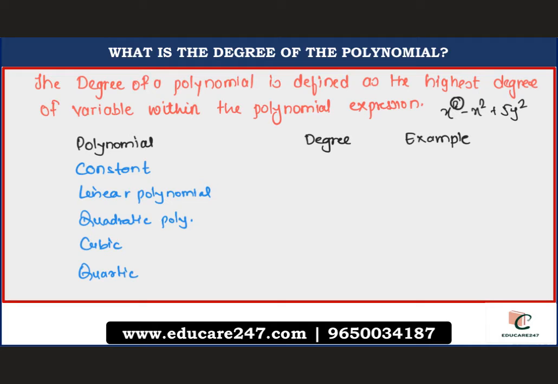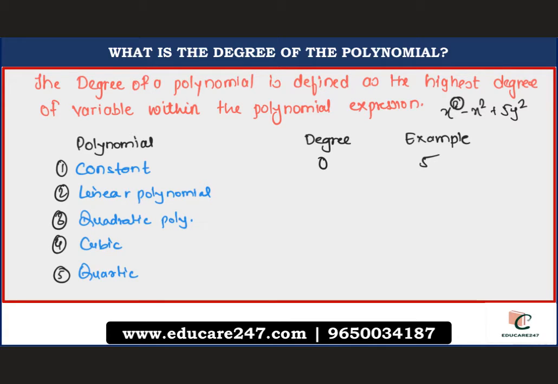So I have taken various types of polynomials. First is a constant, linear, quadratic, cubic, and quartic. I'll give you an example on each of it. For a constant, the degree is 0. For example, if there is a number 5, its degree is 0 because there is no variable involved.